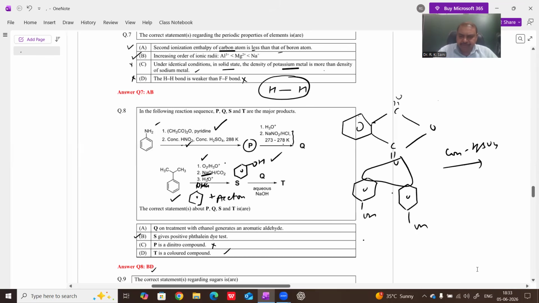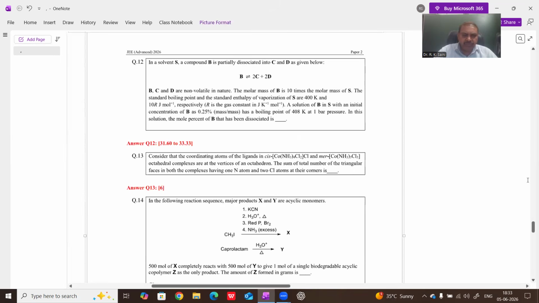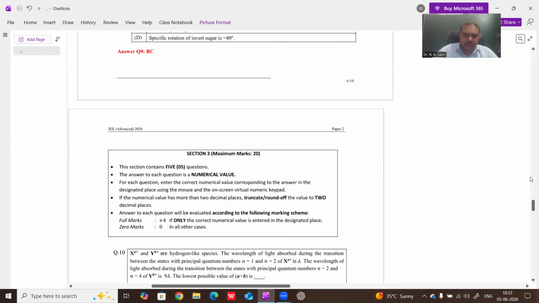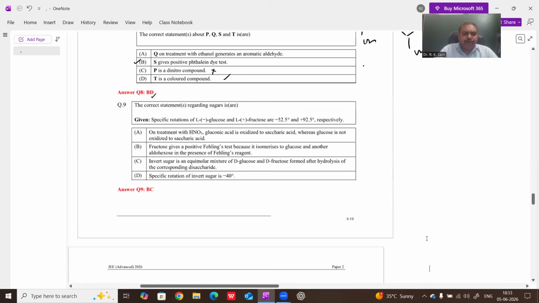Question number 9. Question 9. This question is also taken from biomolecules, or this question is also treated as stereochemistry.